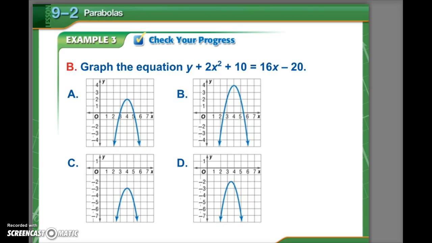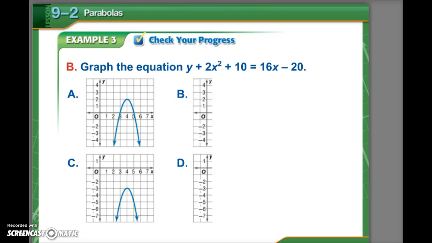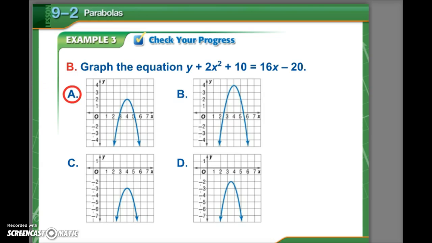Part B, for checking our progress, we've got y + 2x² + 10 = 16x − 20. You're going to want to get y by itself this time, so move the 2x² and the 10 over. When you have your answer, go on and advance to the next slide. And this time our answer again is A.